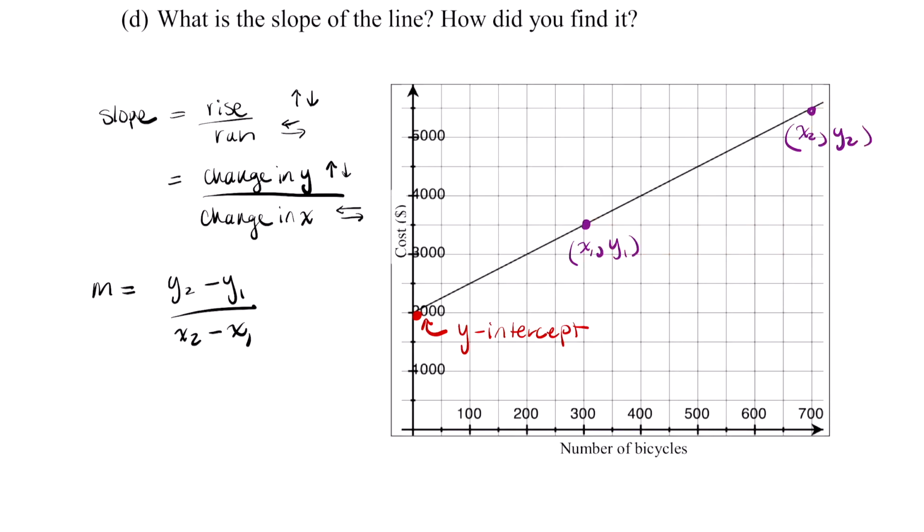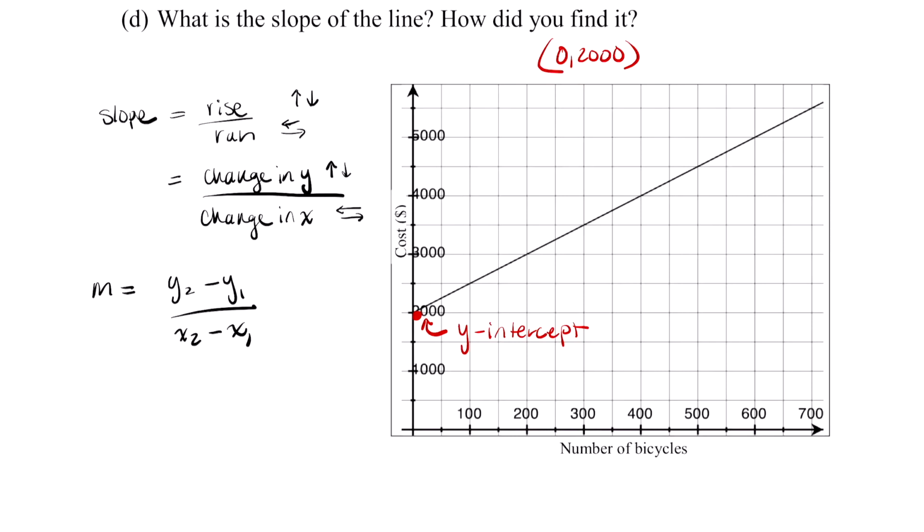Okay, so now let's go ahead and pick a couple points. So let's pick some nice points. We already know one of them. Here in red, we have (0, 2000), our y-intercept. And my advice to you is if you can find a point that has a 0 in it, use it. Your arithmetic will be much easier.